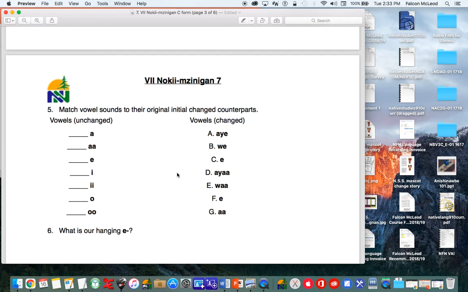All right, so match the vowel sounds to the original initial change counterparts. So we have a single A sound here. What does single A change to? So single A changes to an E sound. So I'm just going to put a C here. And we can cross that out. All right, so we don't need that one anymore. You guys can do the rest here based on what we covered in today's lesson. Again, this is for the old style initial change rules.